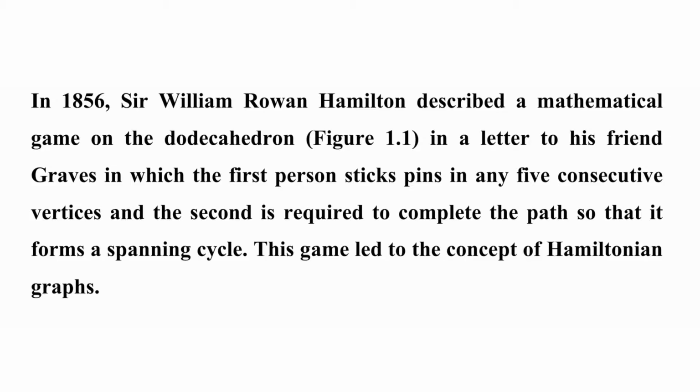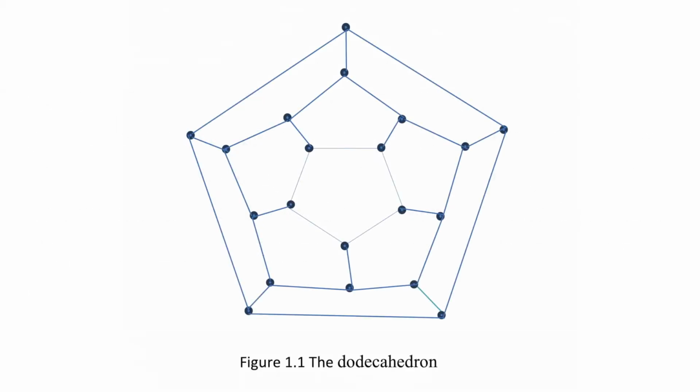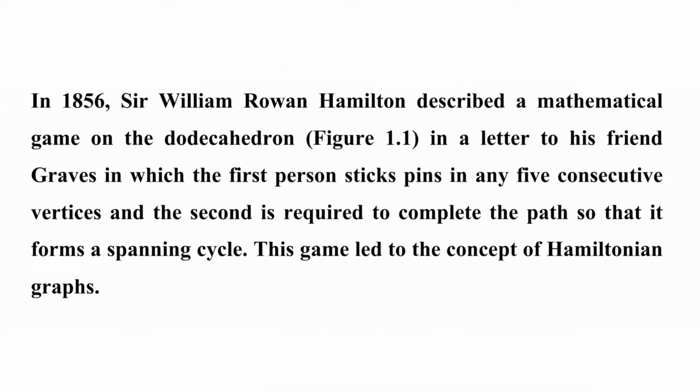In 1856, Sir William Rowan Hamilton described a mathematical game on the dodecahedron, as shown on the screen, in a letter to his friend Graves, in which the first person sticks pins in any 5 consecutive vertices and the second is required to complete the path so that it forms a spanning cycle. This game led to the concept of Hamiltonian graphs.